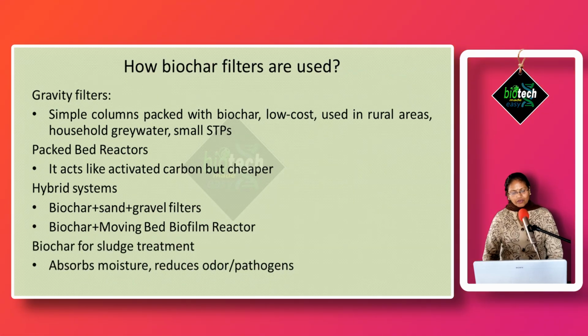And biochar for sludge treatment. If you have seen my video on sewage treatment, then you must know that sludge treatment is very important at the end of the wastewater treatment. So here, if the biochar is used, it absorbs moisture, because in sludge there is lots of water, and dewatering is a very important feature when we do the sludge treatment. So this biochar is absorbing the moisture, and it also reduces the odor and the pathogens. So this can be used for the sludge treatment as well.